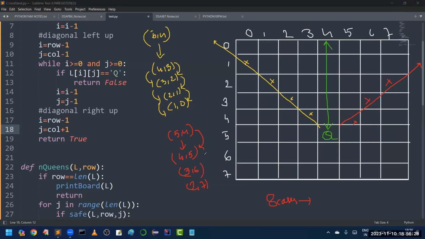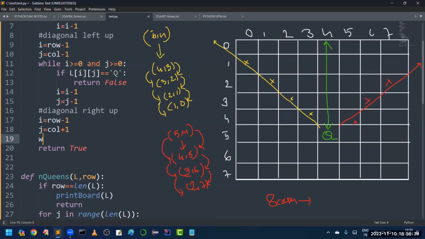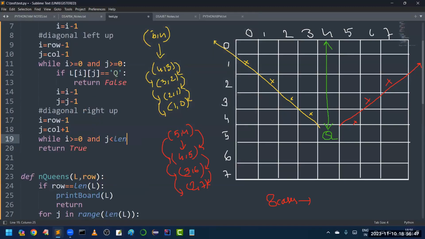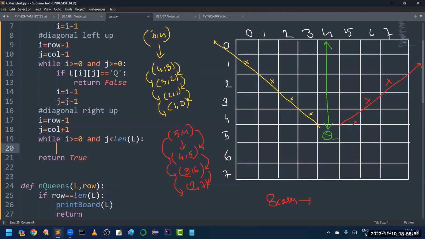Sir, 4 plus 1, 5 plus 1, 6 plus 1, and here 5 minus 1, 4 minus 1, 3 minus 1, like that. And here i is equal to row minus 1, j is equal to column plus 1, until the value of i is greater than or equal to 0, and until the value of j is less than the length of the list. These two conditions I am verifying. If these two conditions are satisfied, then I am taking L of ij is equal to yes.